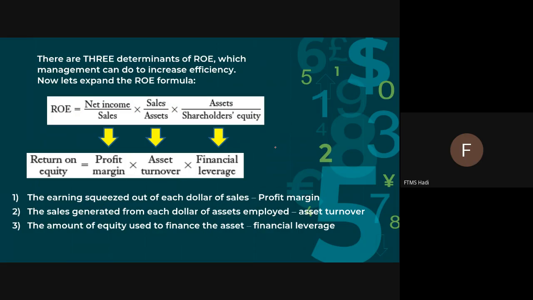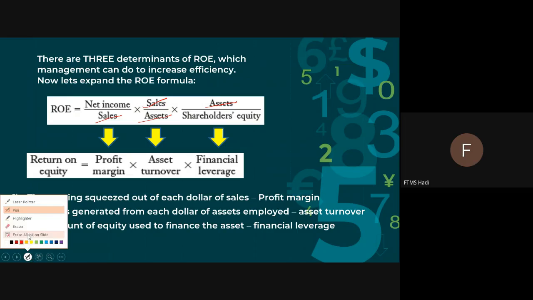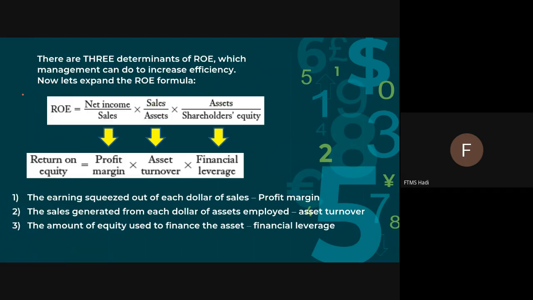If you simplify the formula, you see sales and sales are the same, so you can remove them. Assets are also the same, and what is left is net income divided by shareholders' equity. So the simplest formula of ROE is net income divided by shareholders' equity. That is a little on the original formula of ROE. The earnings squeezed out of each dollar of sales we call the profit margin.